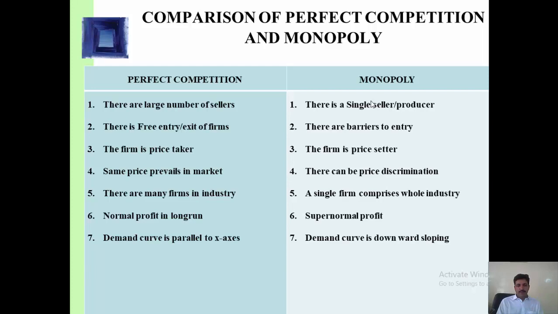Number five, there are many firms in the industry, while in a monopoly, there is a single firm, which is the whole industry. In perfect competition, the firms earn normal profit in the long run, while in a monopoly, super normal profit is earned in the long run. The demand curve, the average revenue curve, is parallel to the x-axis in perfect competition, as we will discuss in the coming lecture, while in the case of monopoly, it is downward sloping.